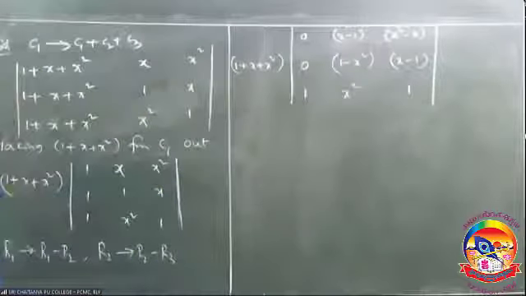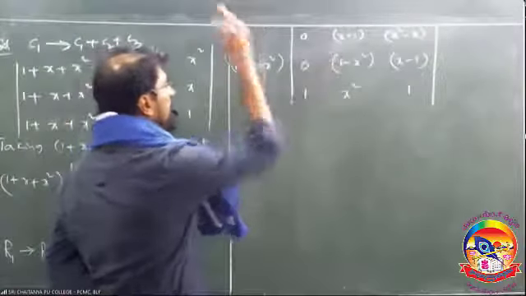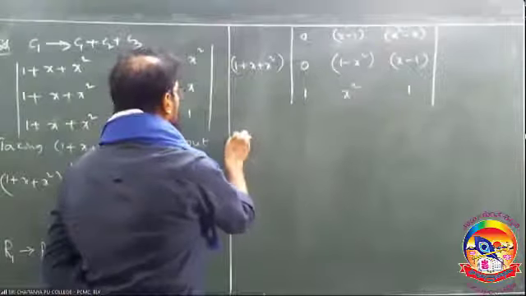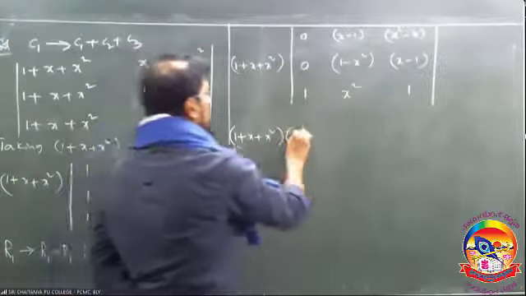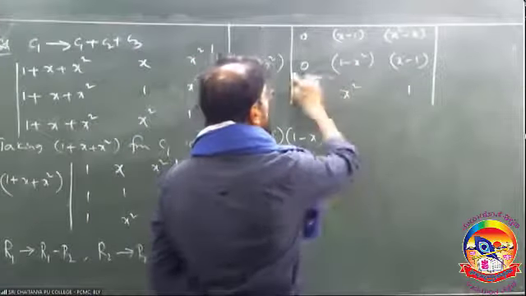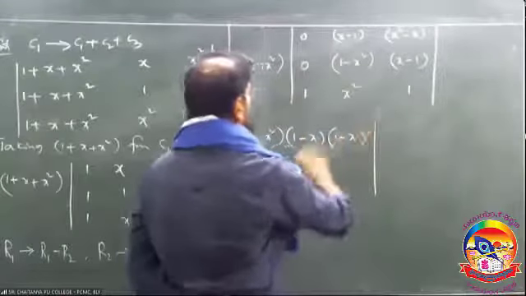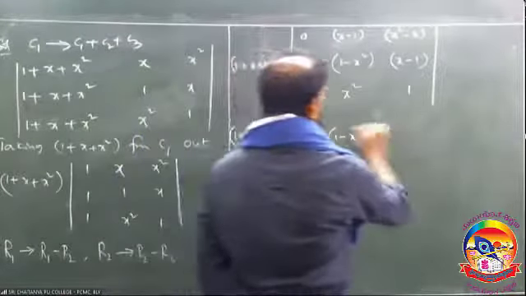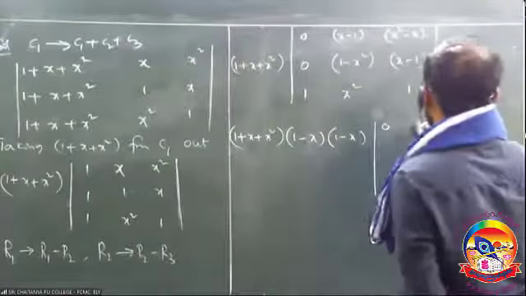Now what to do? You just take 1 minus x outside from the first row. Observe it. Take 1 plus x square into. Take 1 minus x outside from the first row and take 1 minus x from the second row. Okay, you are going to get 0. Okay, this becomes minus 1.